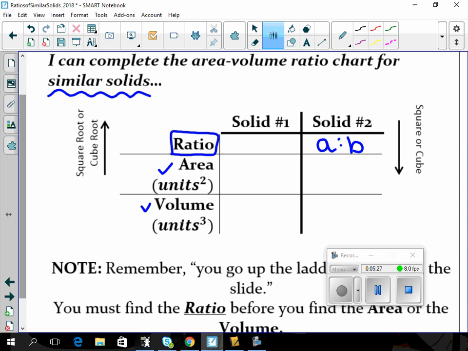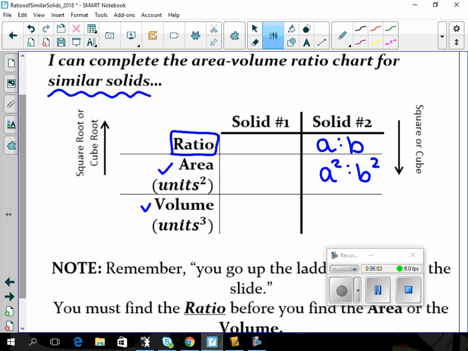I'm going to use just random letters, and I want you to be filling in the chart as we go here. And I say that my ratio is simply A to B. So when we're going in our chart, we call this up the ladder, down the slide. When I'm starting with the ratio and I'm going down the slide, what do you think we're going to do with the numbers to get to the area? What did we do in the cube when we built it? What did we do with those numbers? We squared it. So we're going to say it's A squared to B squared.